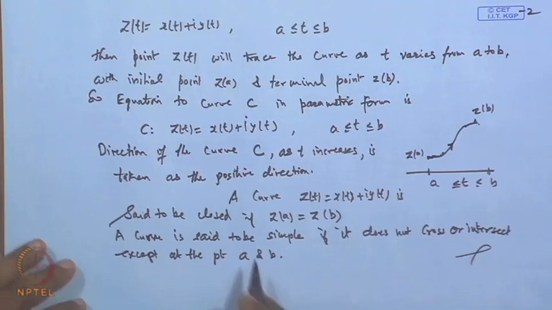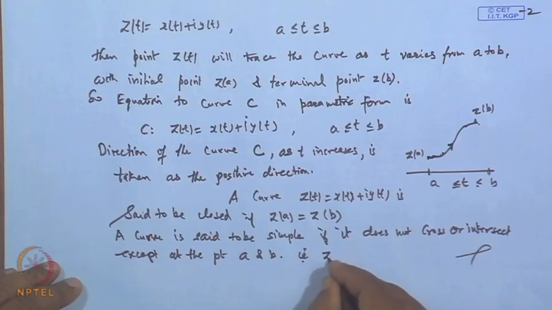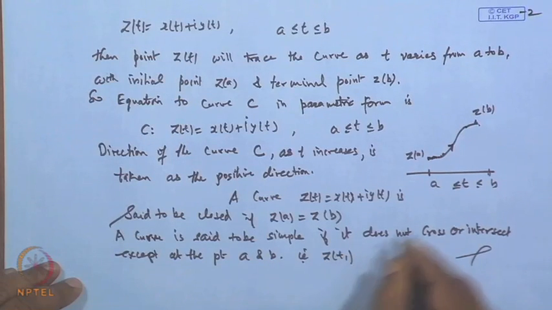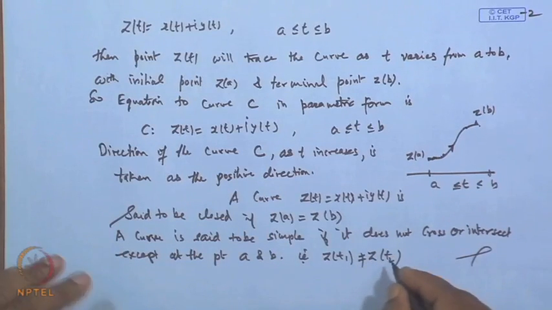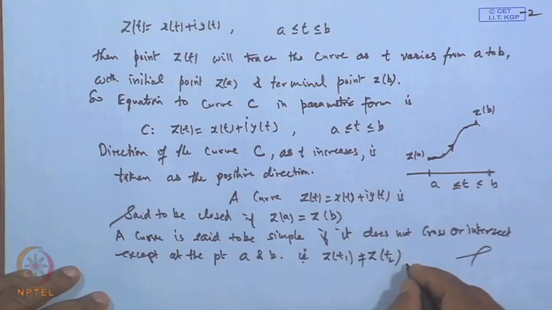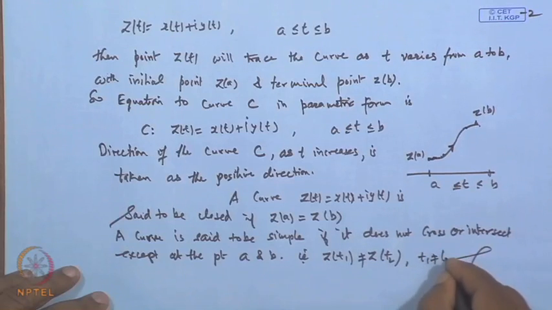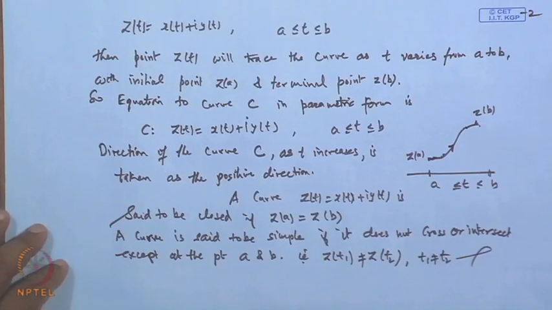So, the meaning of this is that if T1 and T2 are two different points in the interval A B, then Z(T1) and Z(T2) will give different points on the curve where T1 differs from T2. That is the one. Okay.